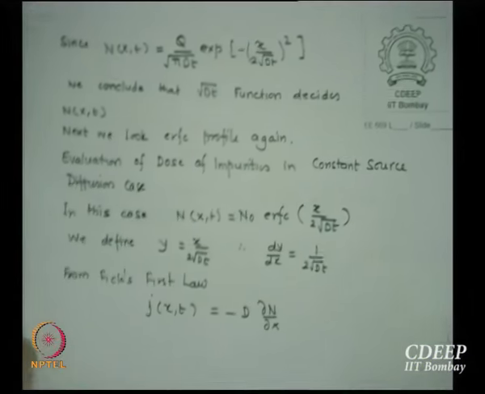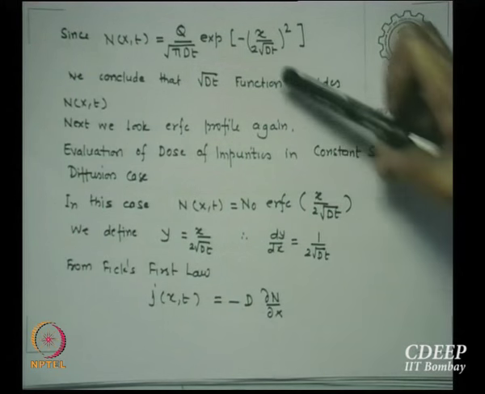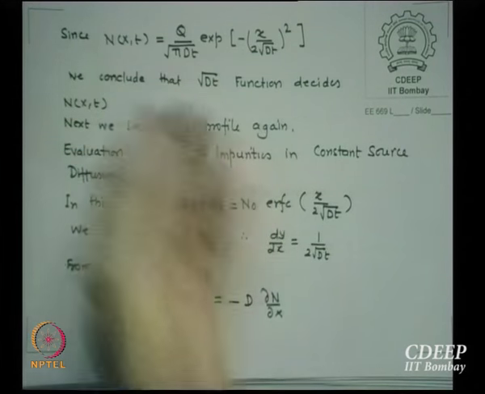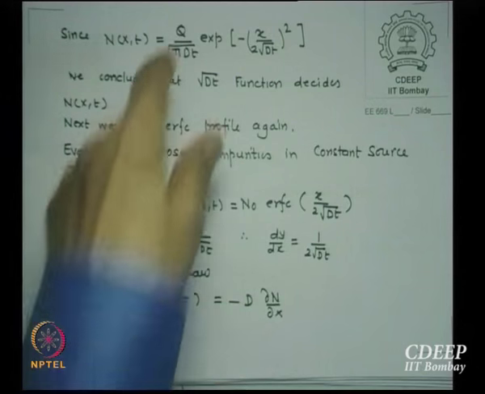Okay, so a final version of the Gaussian profile is N(x,t) = Q upon root pi Dt, exponential minus x upon 2 root Dt whole squared, which is the same as x square upon 4 Dt. So obviously one can see from here the profile has a direct relationship with the root Dt term. Through the exponential and through the pre-exponent, the Dt term is appearing both ways, and therefore Dt will decide the surface concentration and Dt will also decide the Gaussian slopes or the depth up to which this extends.